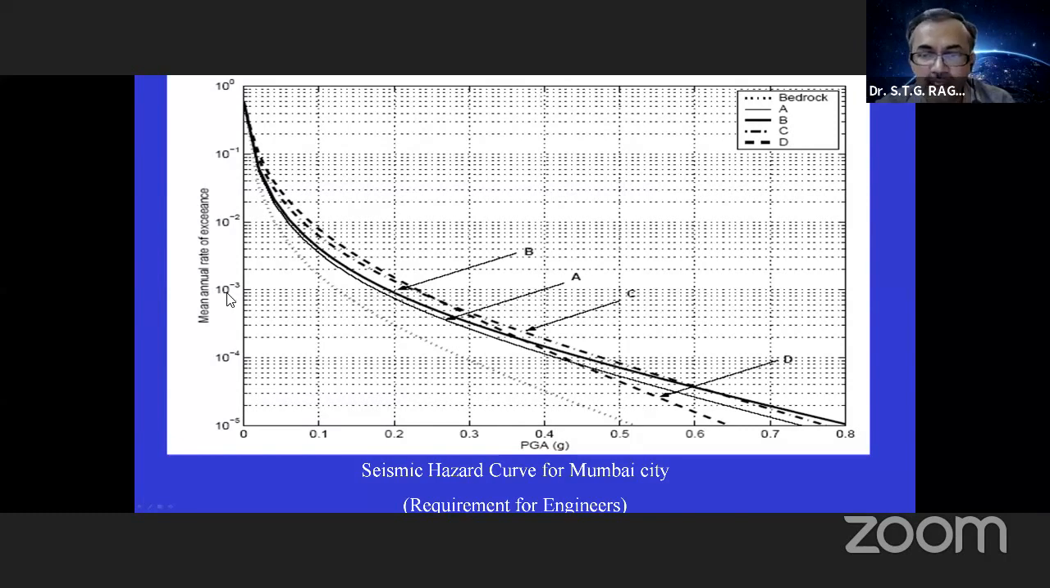So now the design philosophy is like this. You can take 0.2g or you can take 0.8g. And if you insure your buildings, for a person who has designed for 0.8g, the risk level is very small, so his insurance premium will be very small. But for a fellow who has designed for 0.2g, since the risk level is slightly higher, the insurance premium also goes up.